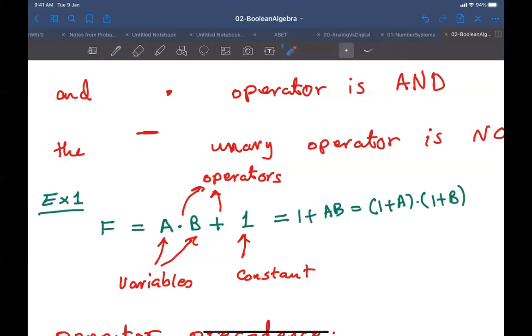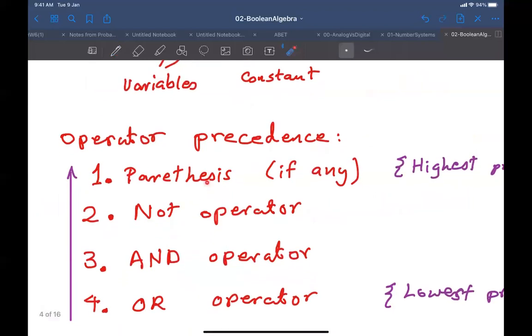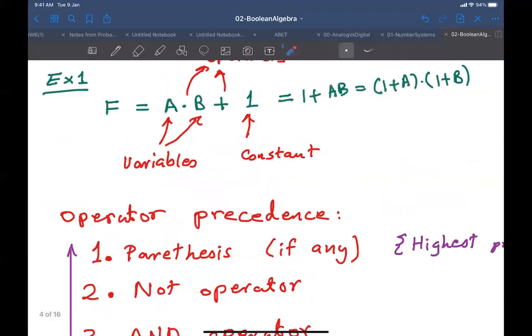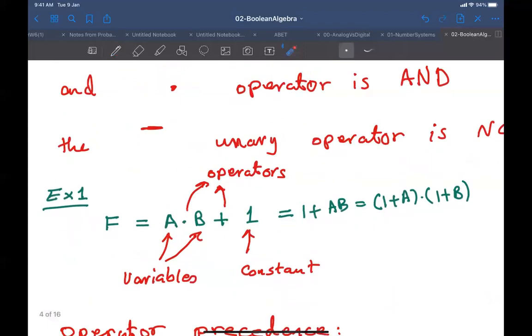You tell me. I don't know, that's why I ask you. Okay, so go by the rules. Parentheses first. If you have more than one, then you go left to right. So 1 or A is evaluated first, then 1 or B second, and then the result of this is ANDed with the result of this.